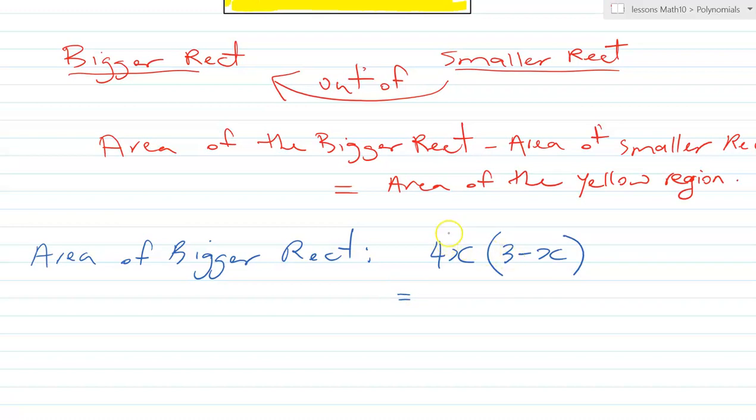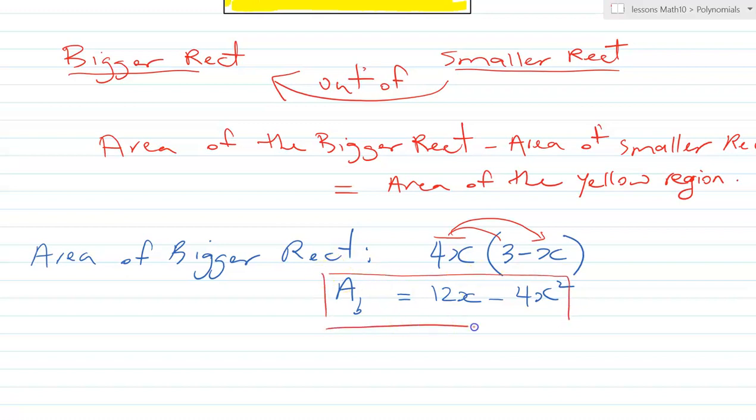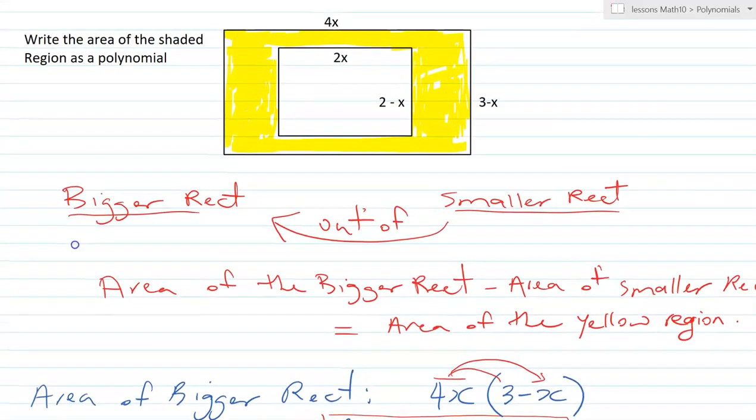And now we have to do the multiplication and simplify. Remember, we are multiplying both of these into the bracket one at a time. So that will end up being 12x minus 4x times x, which is 4x squared, and the negative stays. Great. This is the area. I'm going to call it A subscript B, the area of the bigger rectangle.